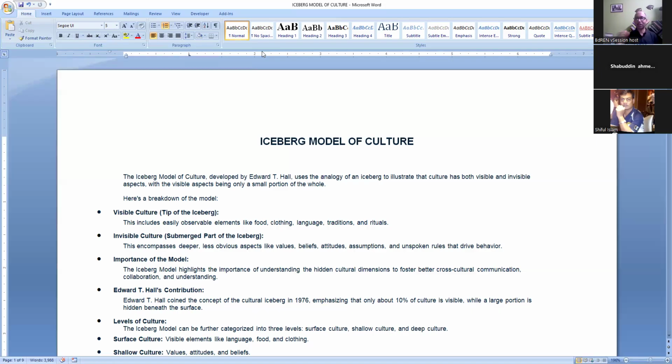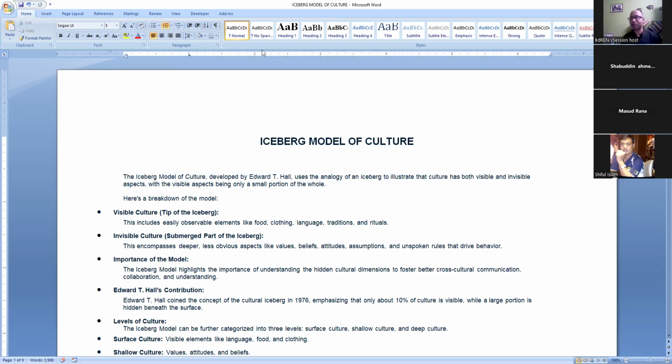So the culture that we usually follow is not wholly visible. The food items that we take, our traditional food items, or the traditional celebrations or rituals that we celebrate, these are the visible parts of our culture. So these can be compared to the visible part of the iceberg.